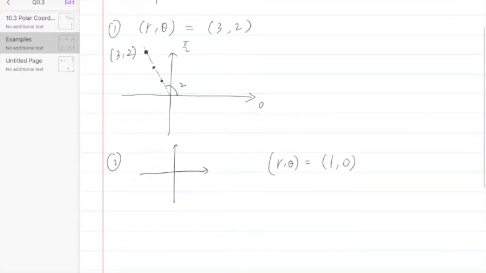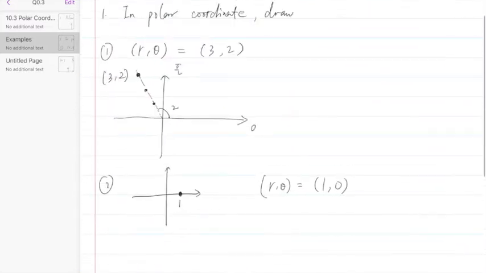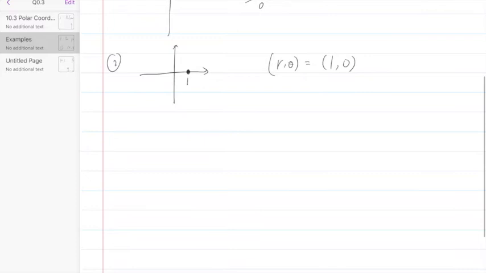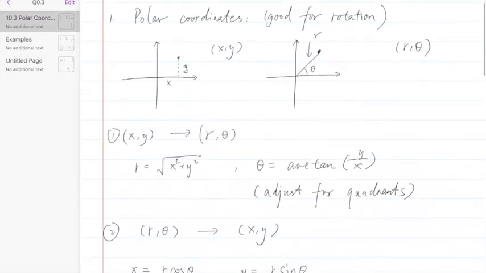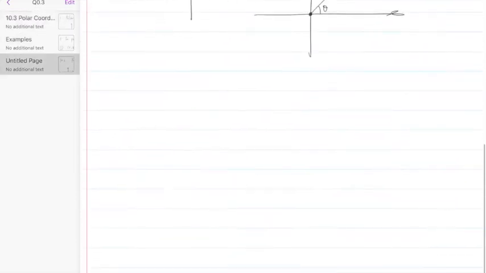Another example. Let's try (r, theta) equals (1, 0). So your theta is 0. That corresponds to this x-axis. You just need to go 1. Okay? And that is what you need to draw the point (1, 0). So it's not too hard. From here you can see.